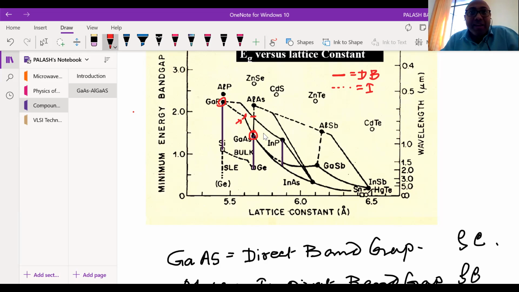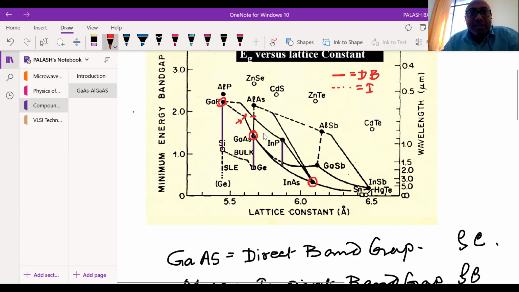Similarly, you have gallium arsenide and indium arsenide. But here, both gallium arsenide and indium arsenide are direct band gap semiconductors. Here you will get the benefit of tuning the band gap. If you have indium arsenide and slowly mix gallium into it, your band gap will increase. Indium arsenide is around 0.4 electron volt, and if you slowly increase the gallium, you can reach up to 1.8 electron volt.